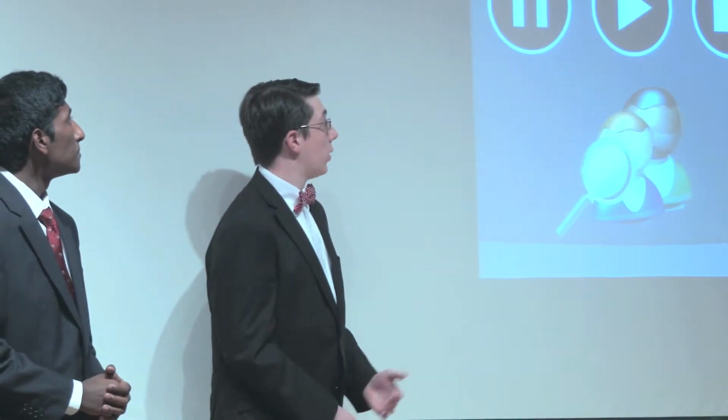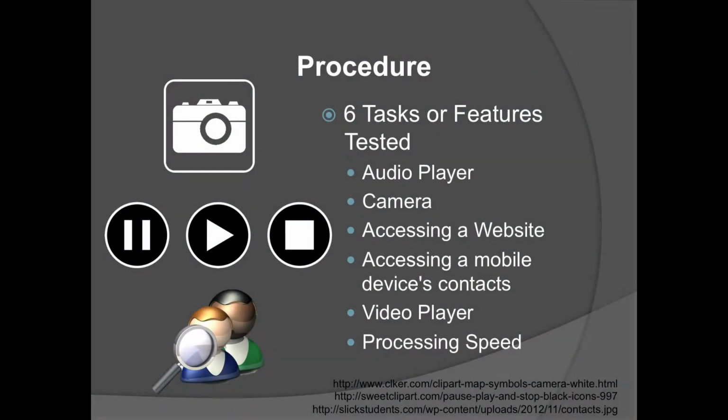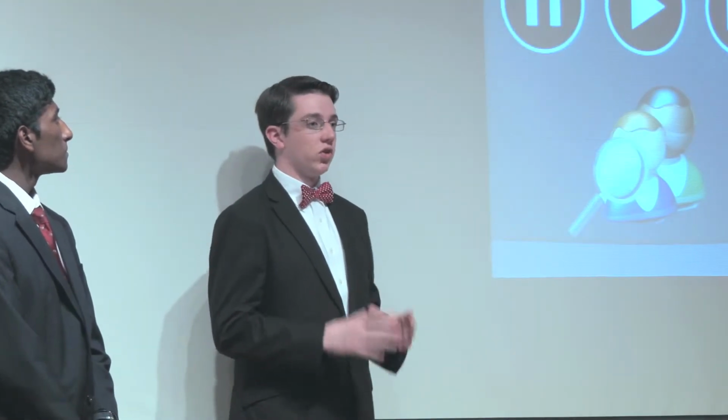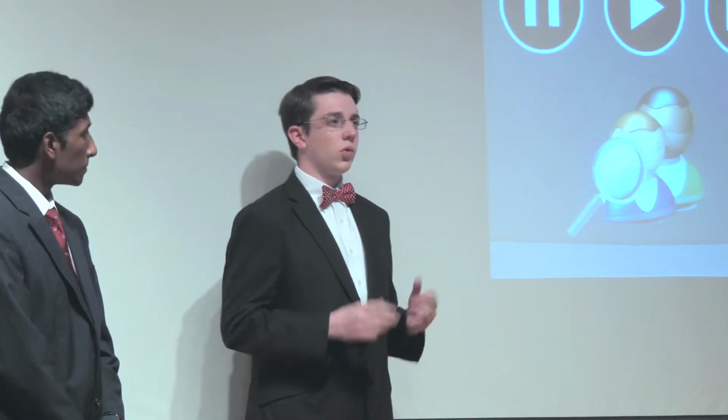So to go through the 6 tasks and features we determined would be best to test, we came up with an audio player, a camera, accessing a website, accessing mobile device contacts, a video player, and then finally processing speed. Now we chose these features because they interact with what the phone is most essentially about. We have an audio player and a video player to see whether or not these hybrid applications can access media files within the phone and actually then play them at a decent quality. We have a camera to see whether or not these hybrid and web applications can use the cameras, which are very important considering the higher quality cameras that are being integrated into smartphones.